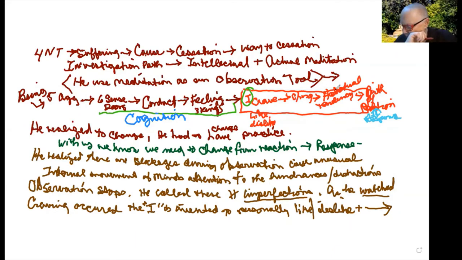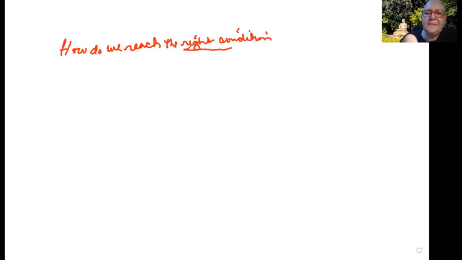So the question that arose this week was, how do we reach the right condition, okay? How do we reach the right condition? There was one line I didn't write, right condition. And this is key right here. I'll tell you why in a minute. How do we reach the right condition to fall into cessation?